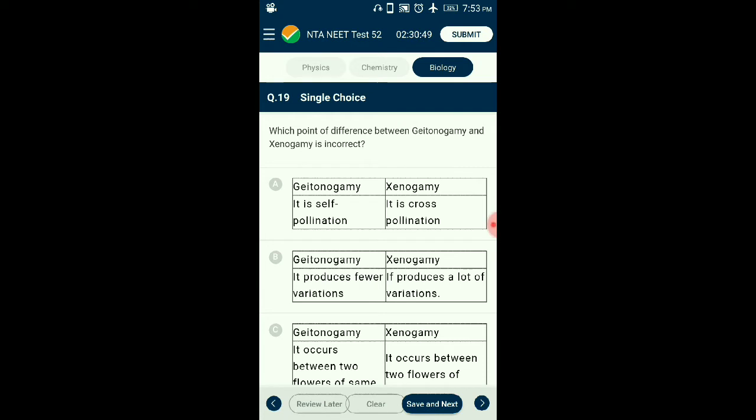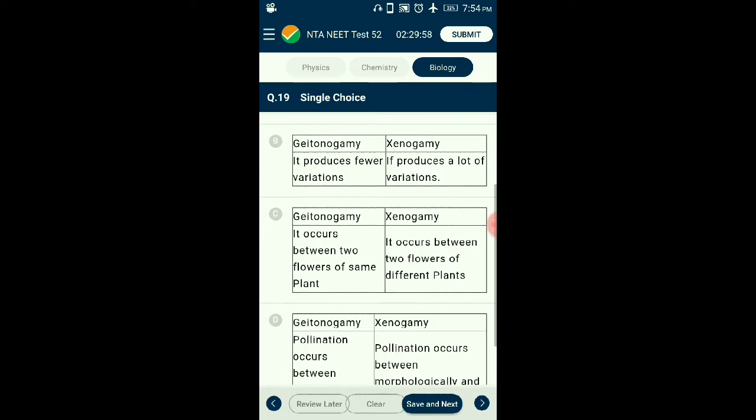Question number 19. Which point of difference between geitonogamy and xenogamy is incorrect? Geitonogamy and xenogamy are two types of pollination that occur between some species of plants. Geitonogamy is pollination between two different flowers of the same plant. Xenogamy is pollination between two different flowers of different plants but of the same species or type. In both types, the genetic constitution of the plants or flowers participating is similar. Also, the plants and flowers are morphologically the same in both cases.